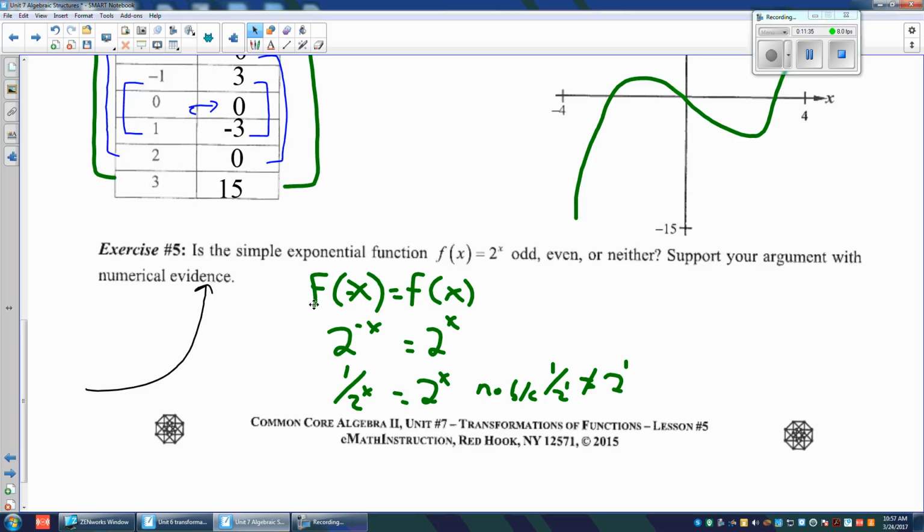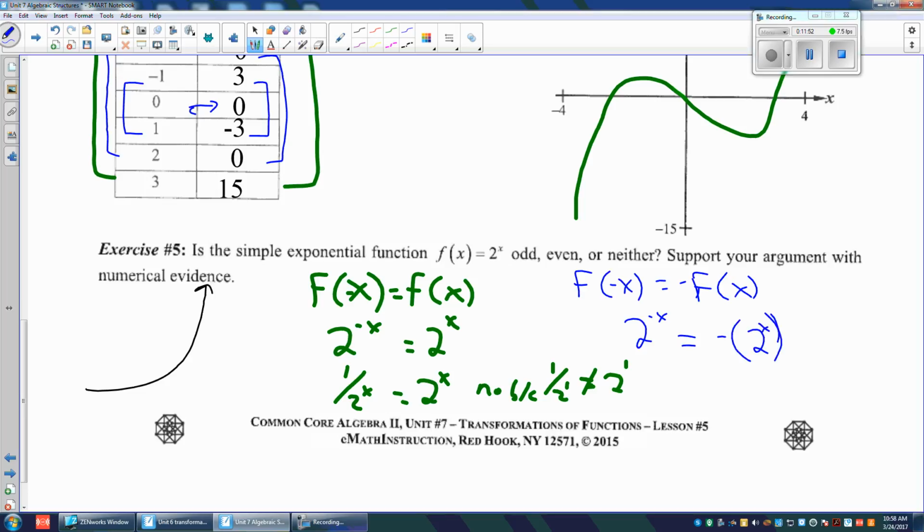So now let's do the odd function test. Opposite inputs give opposite outputs. So here we're going to say 2 to the negative x has to equal negative 2 to the x. Let me see. If I just plug in the number 3, 1 over 8 does not equal negative 8. No, not odd. So it's not even and it's not odd. It's neither.